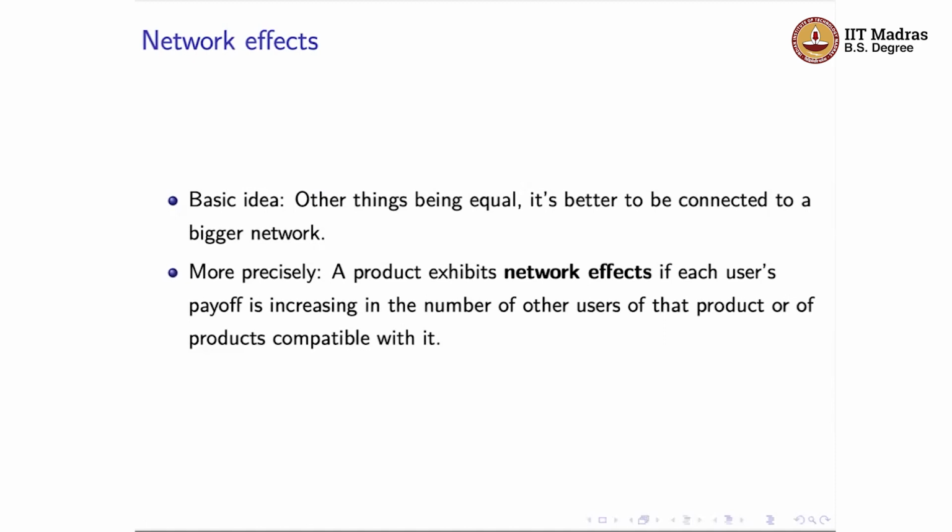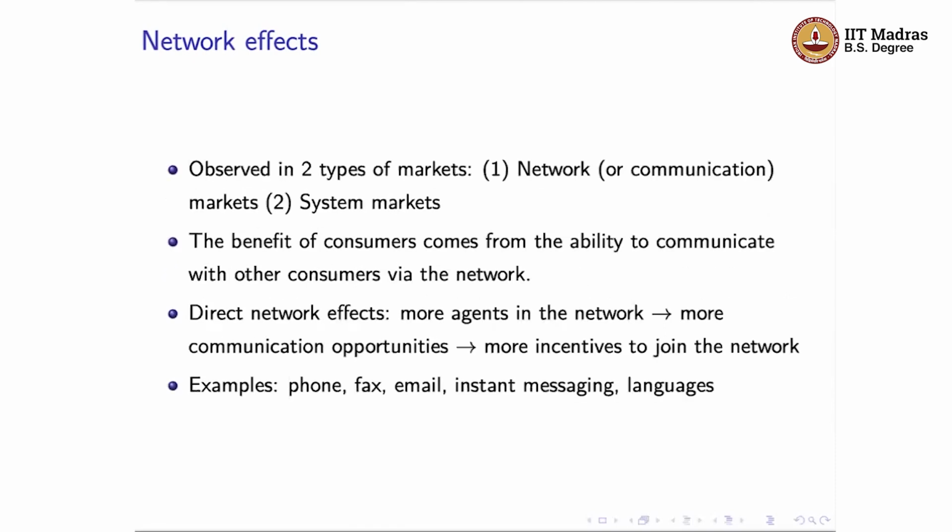So this is the definition of network effects that we are going to work with. And later on, as you will see, we'll develop the mathematical modeling of this effect. And we are going to see what the various implications of this are for different industries where these network effects are widespread. So typically network effects are observed in two types of markets, right? They may be network or communication markets, or they may be system markets, right?